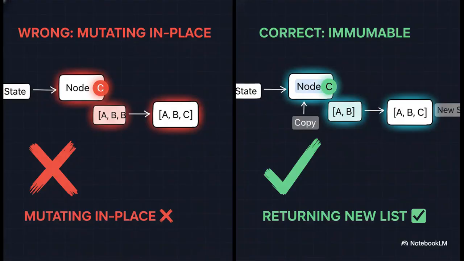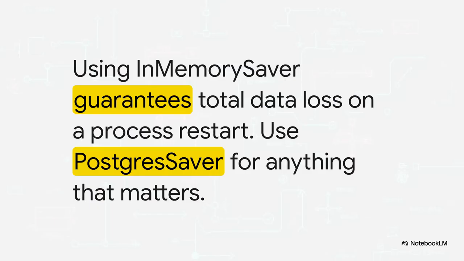You have to treat your state as if it's immutable. If a node gets a list from the state, it should not, under any circumstances, modify that list in place. It has to return a brand new, updated list. Mutating shared objects directly is a recipe for completely unpredictable behavior that even your reducers can't fix. And finally, using the in-memory saver in production is a guarantee of total data loss. It's that simple. The second your process restarts, for any reason, every single agent's history is just gone. Forever. Please use Postgres Saver for anything you actually care about.